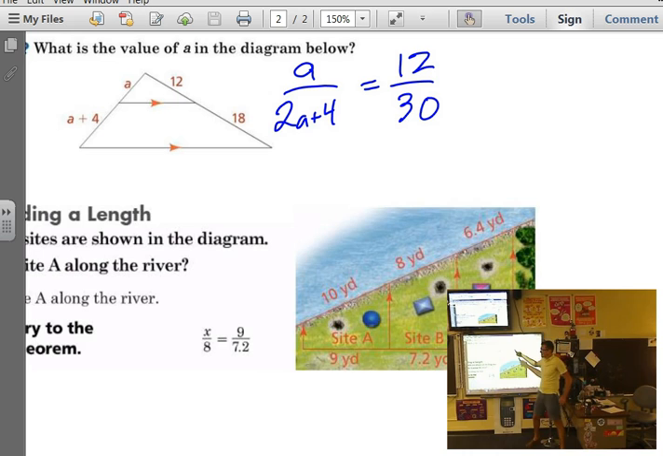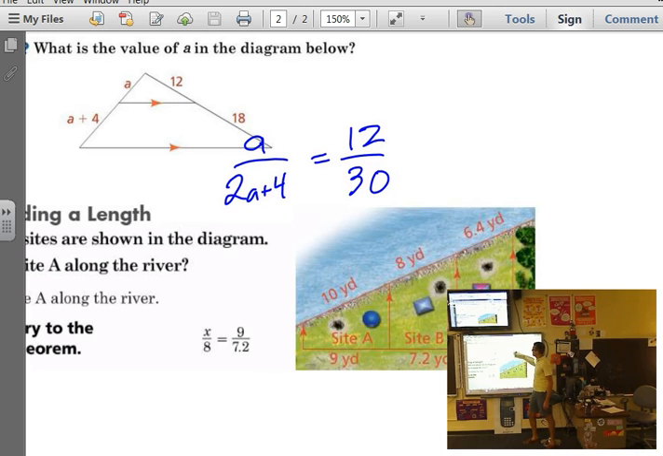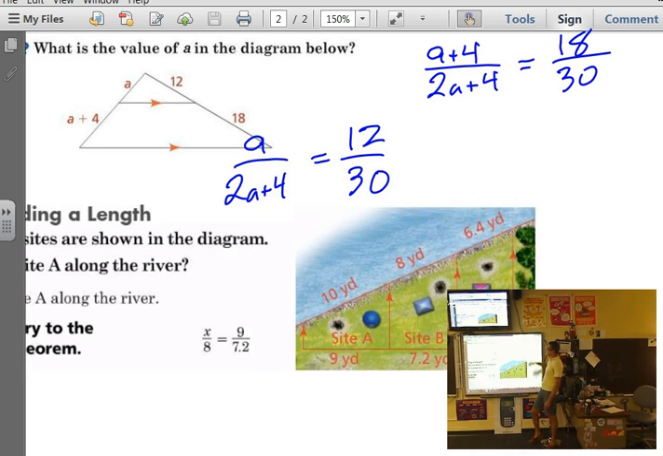Yeah, I'm comparing segment to entire length. Another proportion that I could set up here would be the a plus 4 over 2a plus 4, and the 18 over the 30, where I do the longer segment compared to the total. So there's 4 main proportions that we could set up, but there's probably more than that too, because every proportion could be manipulated.